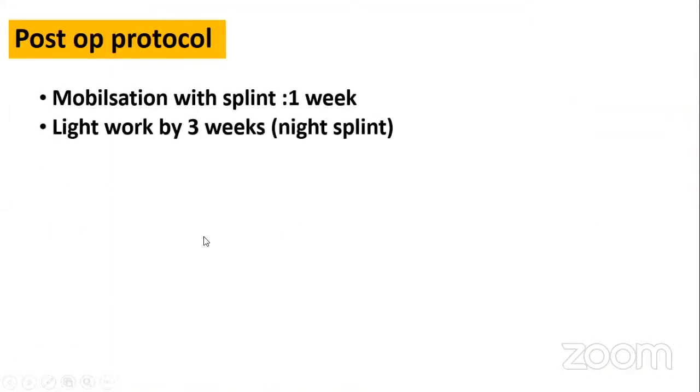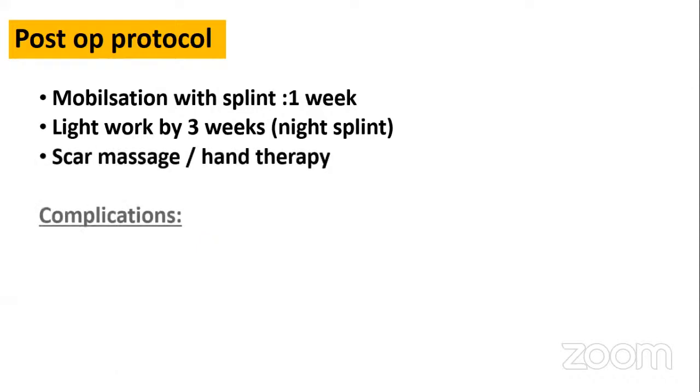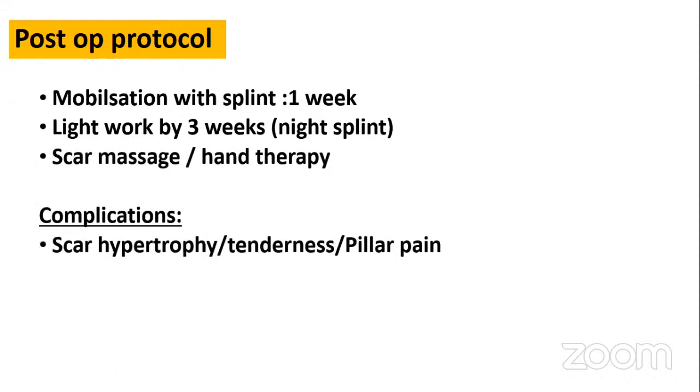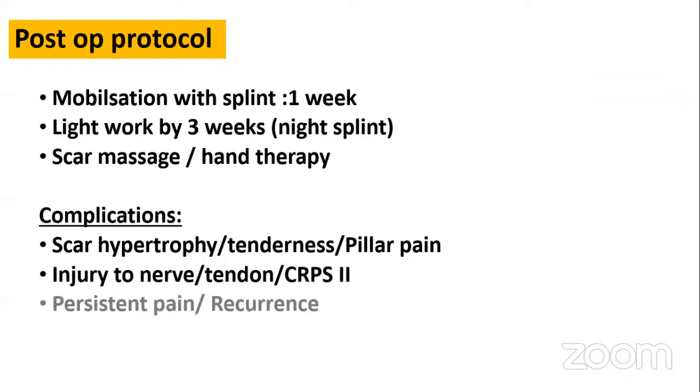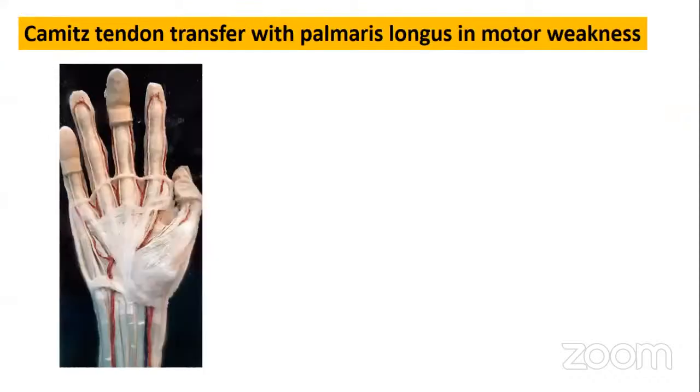Okay. So the post-op protocol is mobilization for a week, and then light work by 3 weeks. Scar massage and hand therapy are very important. Complications: scar hypertrophy, tenderness, and what's called pillar pain, which is more around the ligament itself. There could be injury to nerve or tendon. CRPS type 2 is basically injury to the nerve itself. Patients might have persistent pain or recurrence. These are very common. And if there is a lot of wasting of the abductor pollicis brevis, we do what is called a Camitz procedure, a tendon transfer, when there is motor weakness.